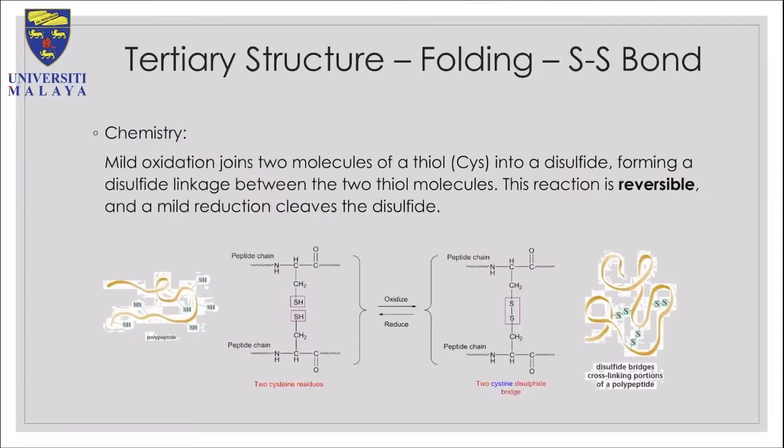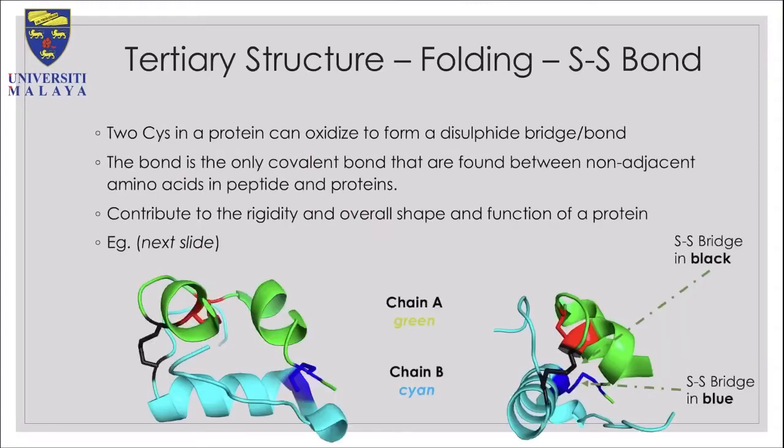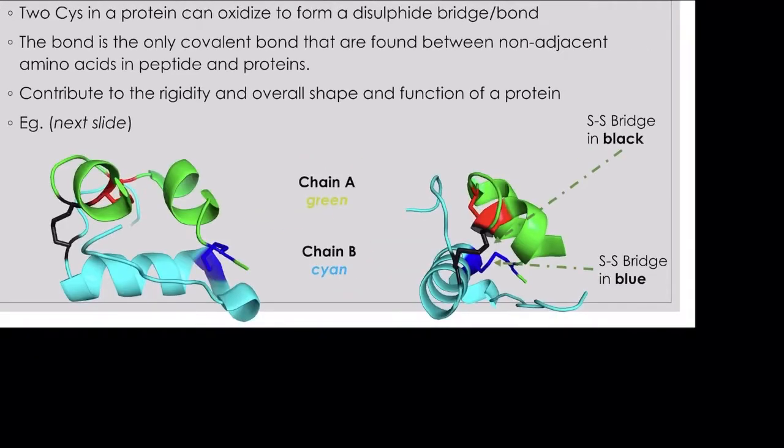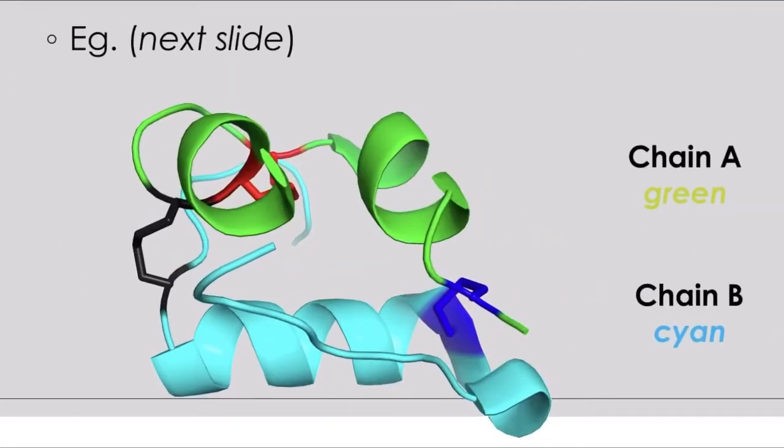Okay, so just a little bit of chemistry about disulfide bonds. Mild oxidation joins the two thiol groups from cysteine to form a disulfide bond. And of course, disulfide bonds are reversible. If you reduce it using a reducing agent, you can break the disulfide bond, forming two thiol groups again. Again, this is just an example of a disulfide bond from insulin. That is the structure of insulin enfolded.